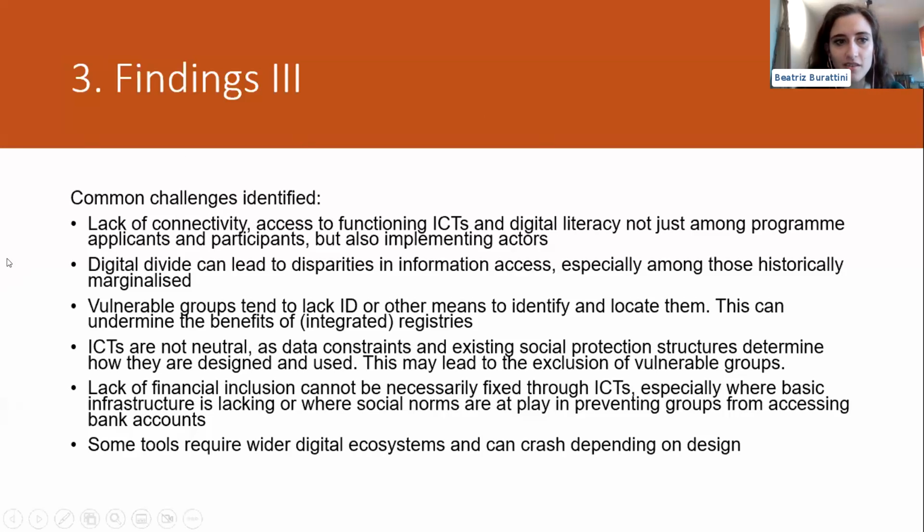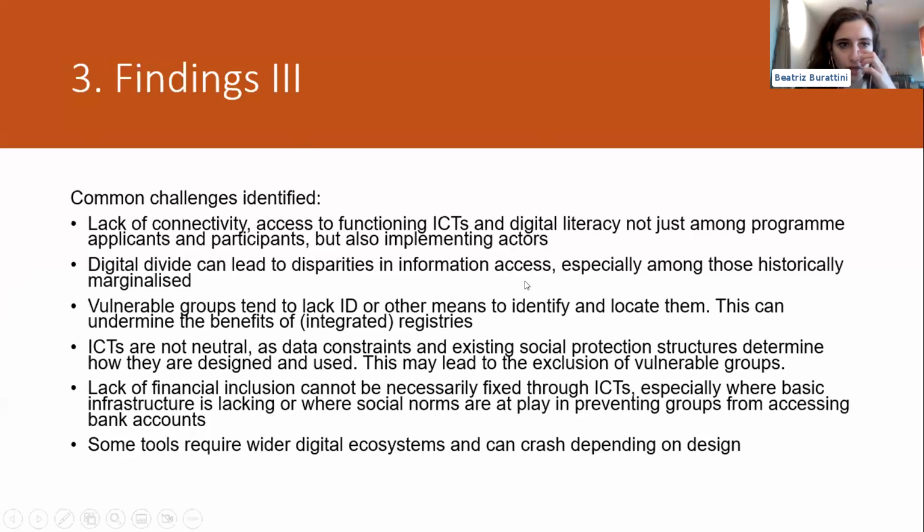Then related to this, this digital divide in rural areas and between rural and urban areas can lead to major disparities in information access, especially if you consider other historical vulnerabilities that certain groups might face.